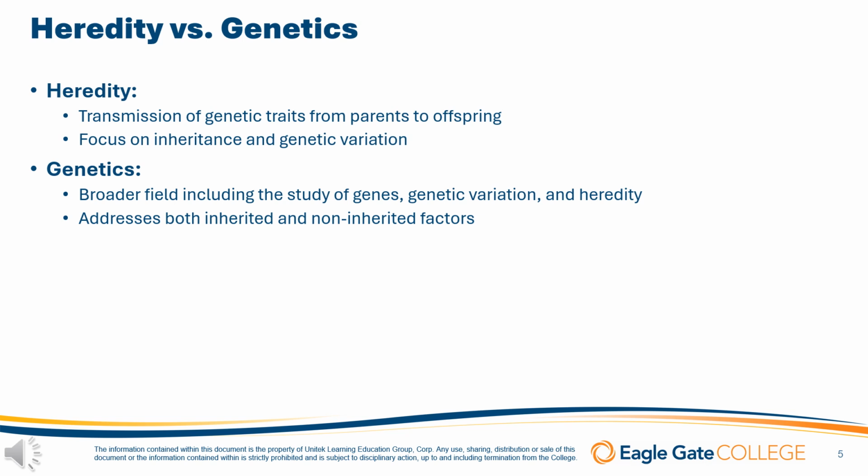Heredity focuses on how specific traits are passed down through generations and the genetic variation that arises from this process. Genetic variation is why siblings from the same parents may have different eye colors or personalities. It's also why genetic disorders appear more frequently in some families than others.